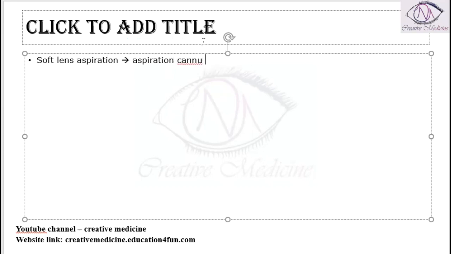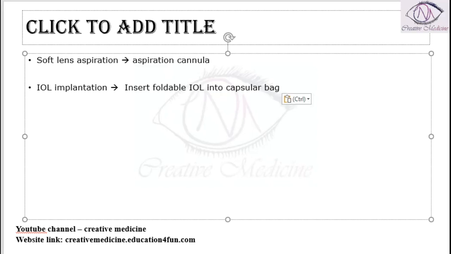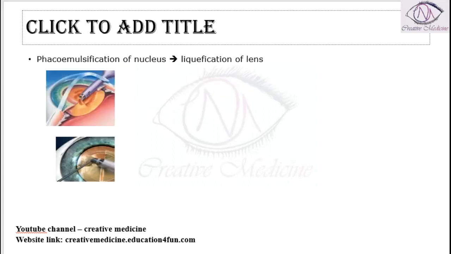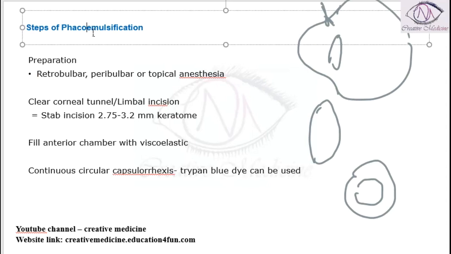Then after aspirating the lens, we will have to implant the intraocular lens. A soft foldable intraocular lens is inserted into the capsular bag. And finally we do a wound closure. So these are the steps of phacoemulsification.